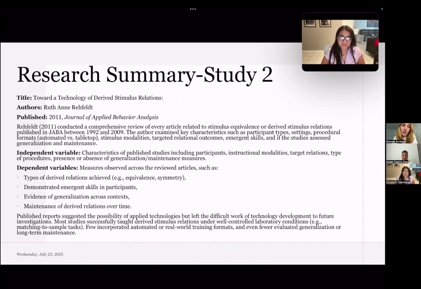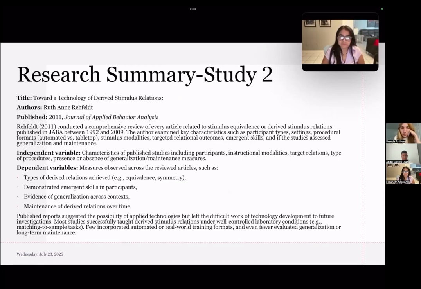Rehfeldt, 2011, conducted a comprehensive review of every article related to stimulus equivalence or derived stimulus relations published in JABA between 1992 and 2009. The author examined key characteristics such as participant types, settings, procedural format, like automated versus tabletop, stimulus modalities, target relational outcomes, emergent skills, and whether the studies assessed generalization and maintenance.